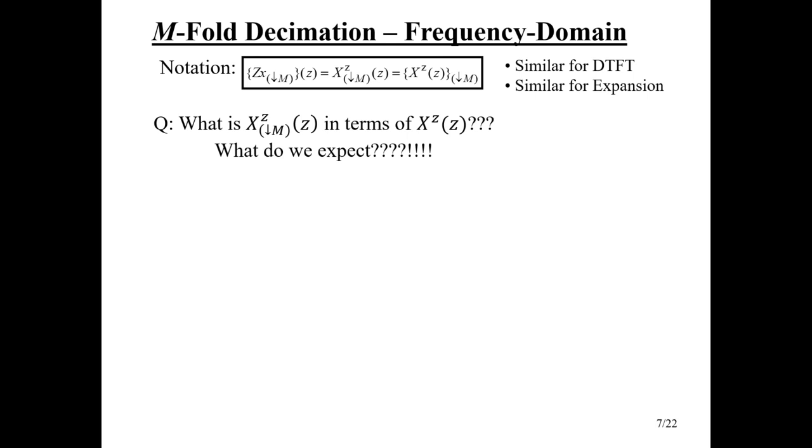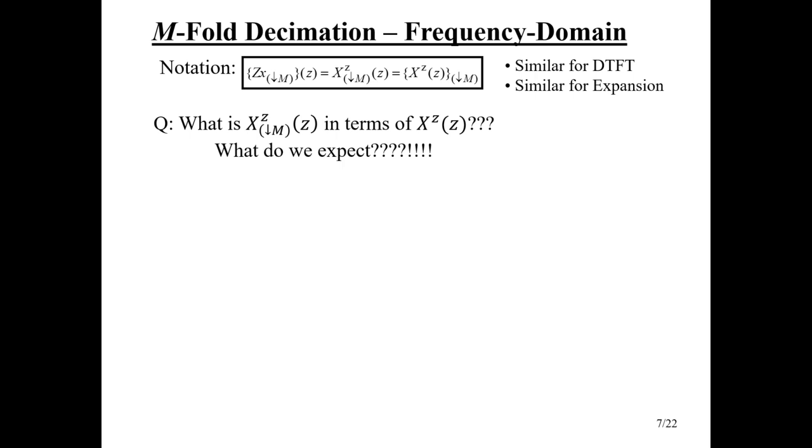And before we set off to answer it, this is a good habit to get into. Ask yourself, what do I expect it to look like? Well, we know that I'm sampling slower, so we expect that maybe aliasing might be more of a problem. So there's more of a possibility for higher frequency things to show up down in the original spectrum. So that's what we expect.